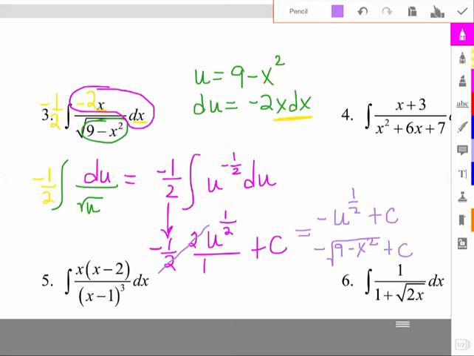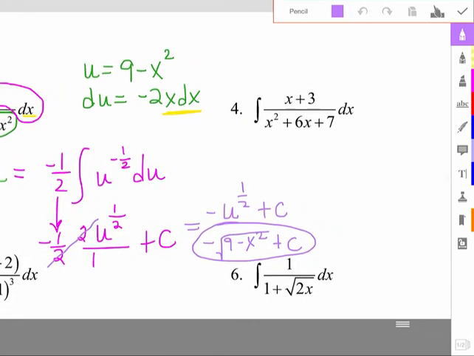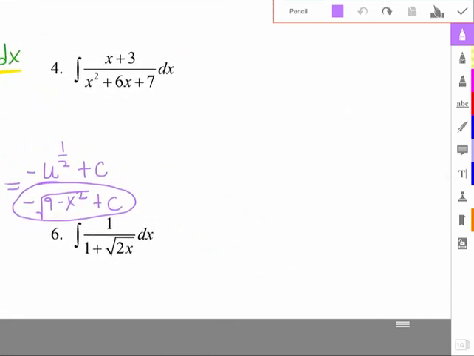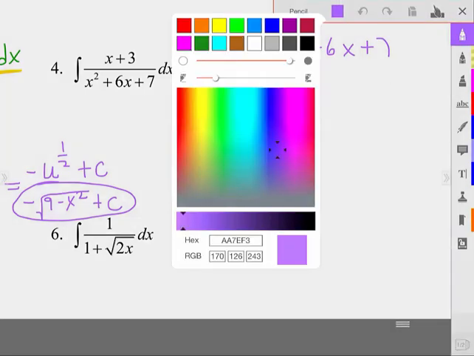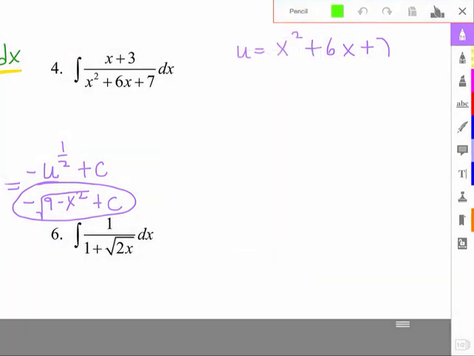Let's try number 4. Again, gonna let u equal that big scary denominator, see what happens. And if I take the derivative, I'll get 2x plus 6. And I want to know how close that's going to be to the other stuff that I have. So if I look at all that other stuff, I go, well, okay, cool.